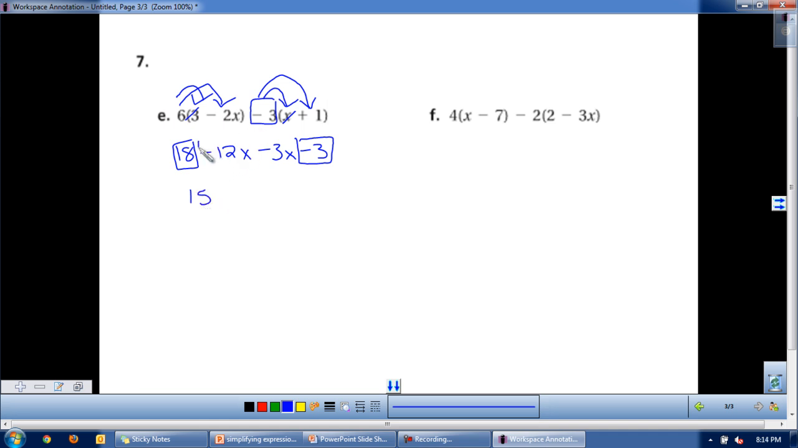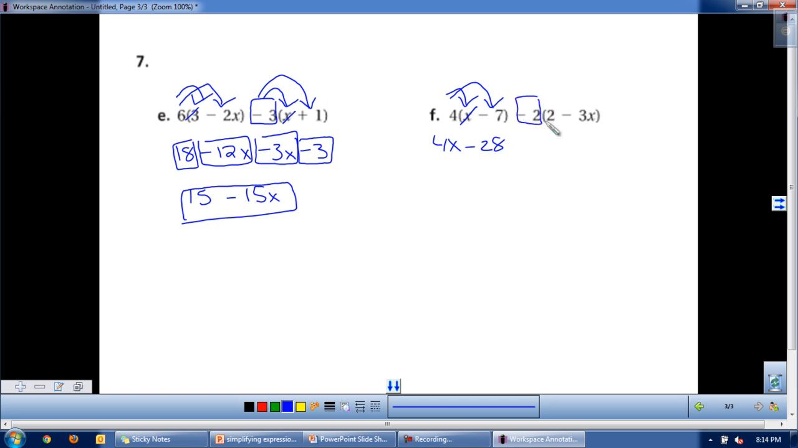Then we are going to combine the negative 12x and the negative 3x. That will give us negative 15x. So that is our simplified expression. Final one. 4 times x, 4x, plus. x out, because we're done with that. 4 times negative 7, that's negative 28, or minus 28.